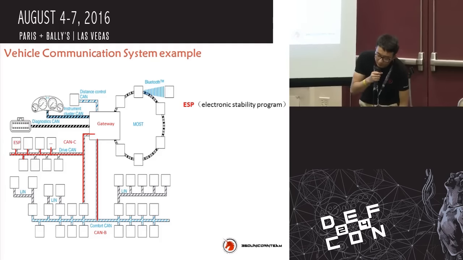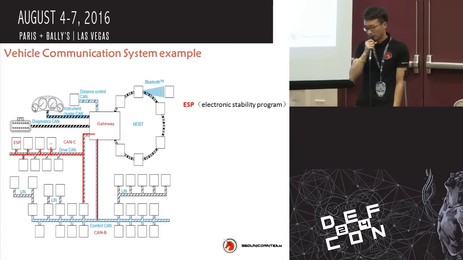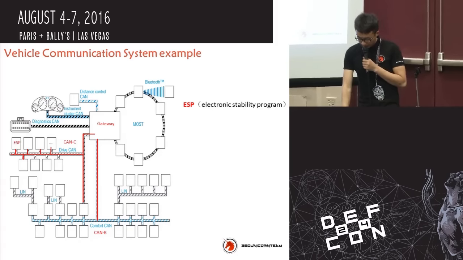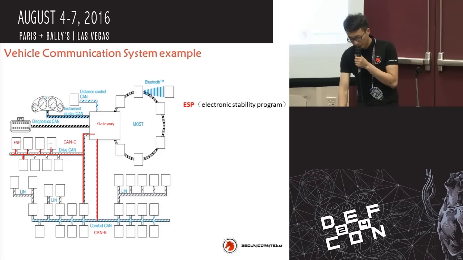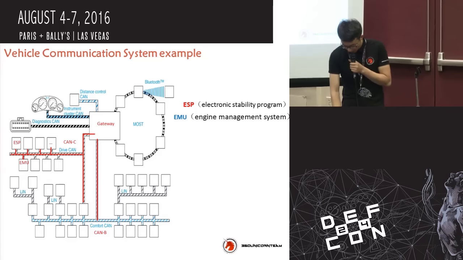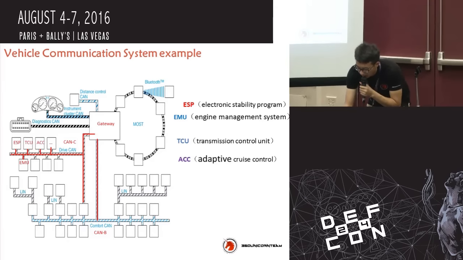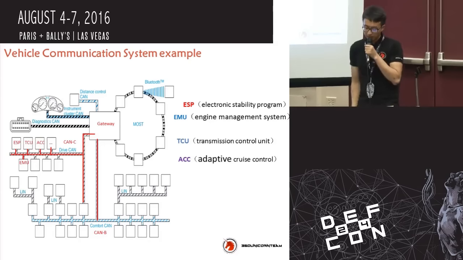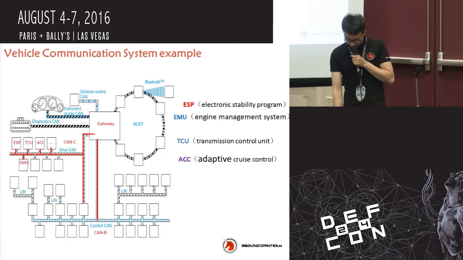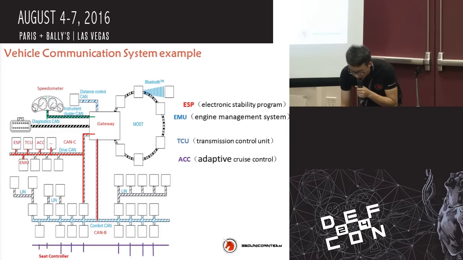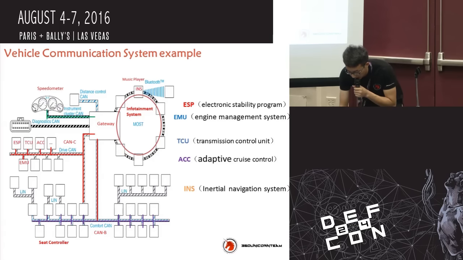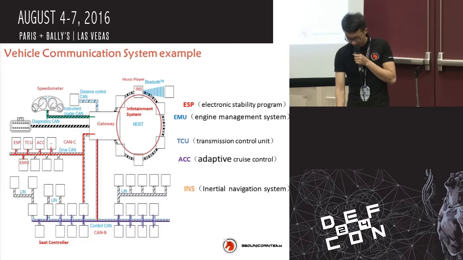So let me take speed as an example to see how the system is susceptible to hacking. The speed is produced by the electronic stability program, and they will use speed as input. The engine management also needs speed to control the throttle. So many ECUs on the CAN bus are using the speed as input, and the transmission needs the speed to make decisions on how to change the gears. And the adaptive cruise control, of course, also needs the speed because you have to maintain the speed. And then the inertial navigation system has to use speed as well to calculate the location.